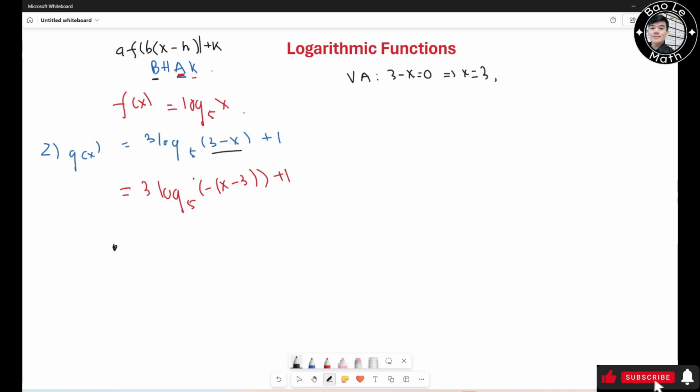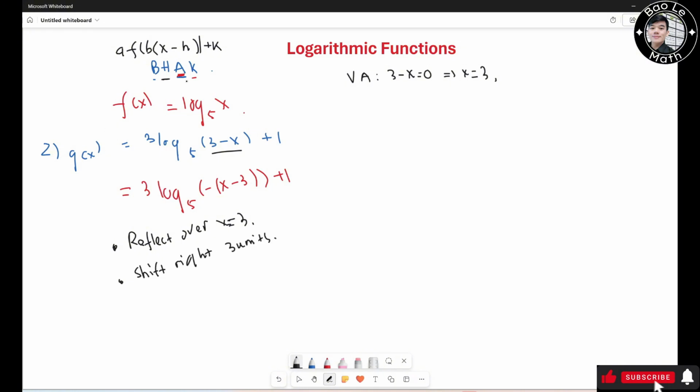So the function f of s reflects over the vertical asymptote, right? It's not the y-axis anymore. This should be the vertical asymptote. Now next one, we talk about the h right here, which means horizontal translation. So obviously the function moves to the right 3 units, right?